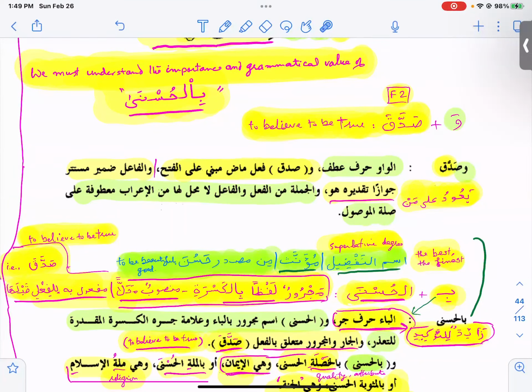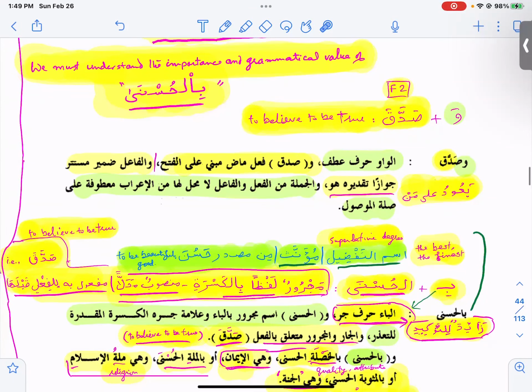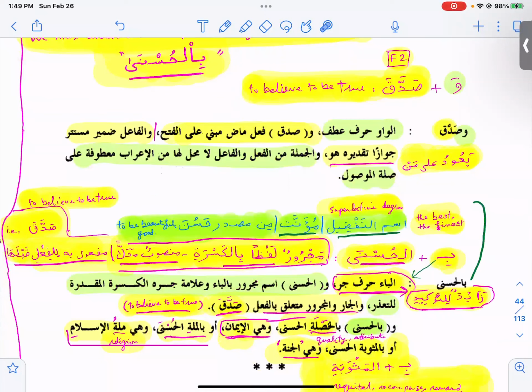Asghara, yusghiru. How will you say, asghar is an ismu tafdil, masculine. How will you say muannath? Sughra. So this is ahsan. Ahsanu, you can say. What will be the muannath? Husna. So it has got a pattern. This is ismu tafdil, and it is muannath, because this is the pattern of fu'la, from the masdar hasuna, to be beautiful, to be good.